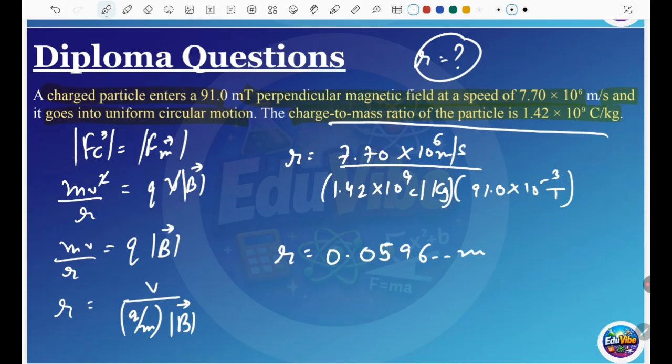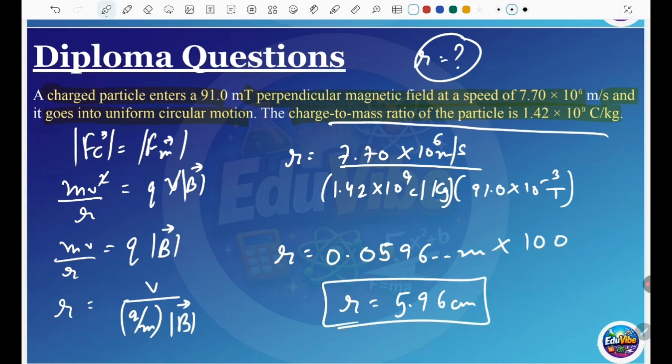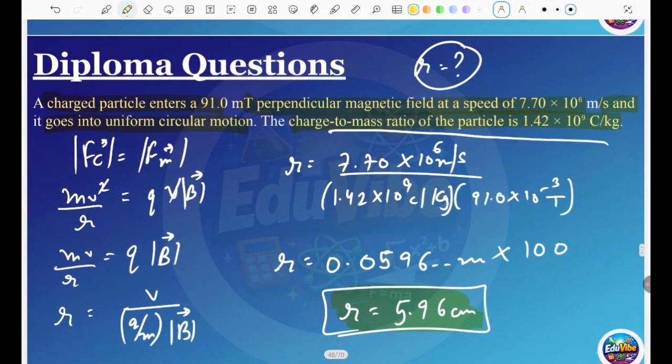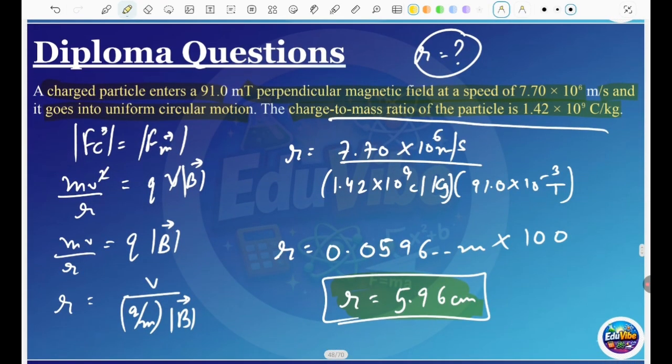But you want this in centimeters, and meters is not a nice unit here, so you can convert to centimeters. You have to multiply this by 100. When you multiply this, you get about 5.96 centimeters. And this was the answer for it. Those two steps are very important, which Thomson did with the circular motion and the electric force. So you have to know about this.